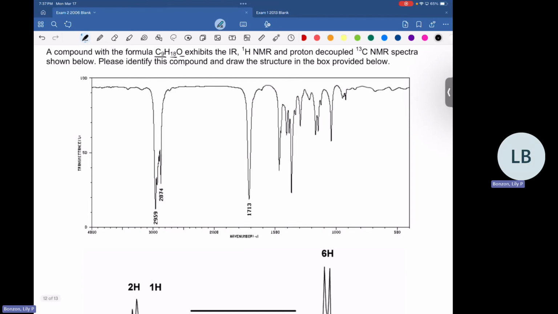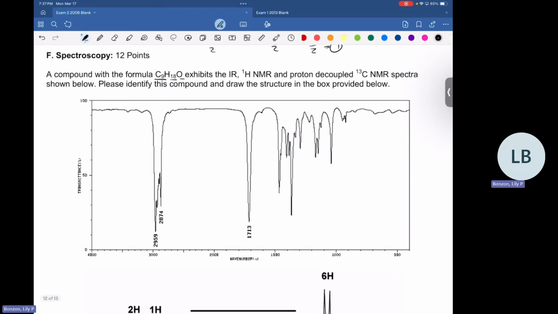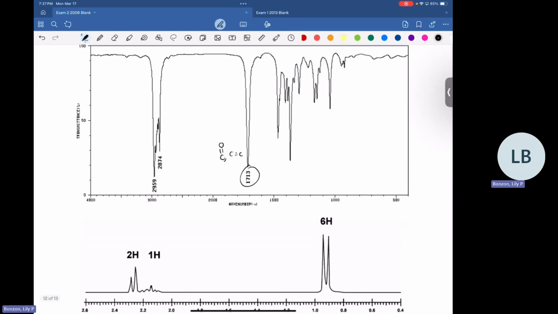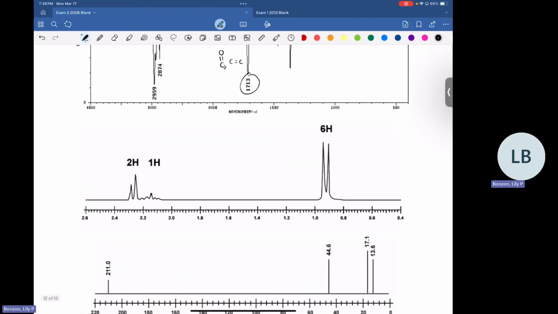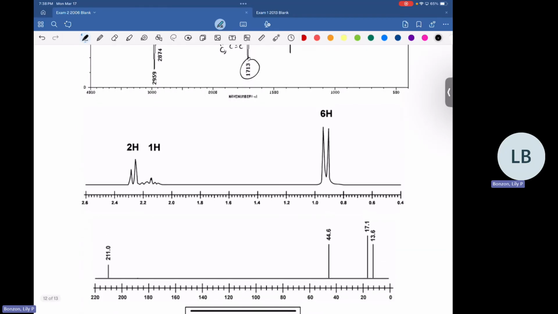Kind of unfortunate that we don't have a benzene, but it's okay. We know we don't have an alcohol because there's no alcohol peak. We have this 1713, so this is our double bond region. So let's say maybe a double bond, maybe a ketone.